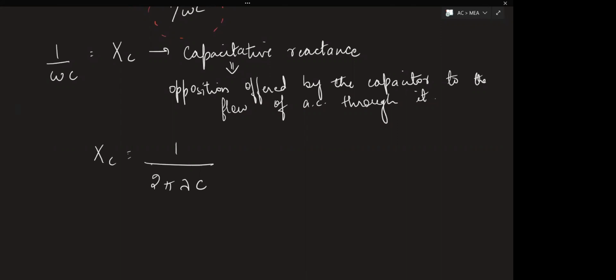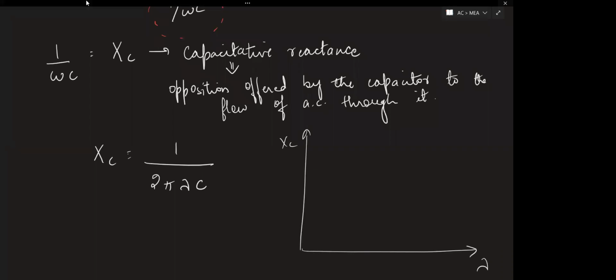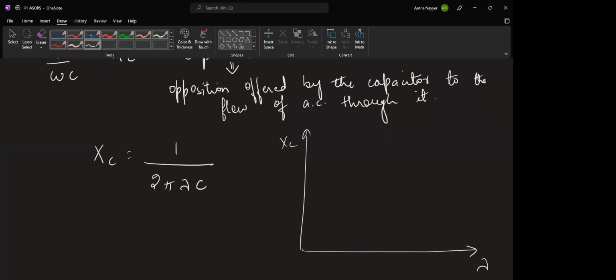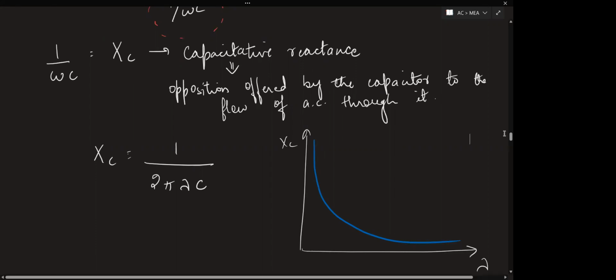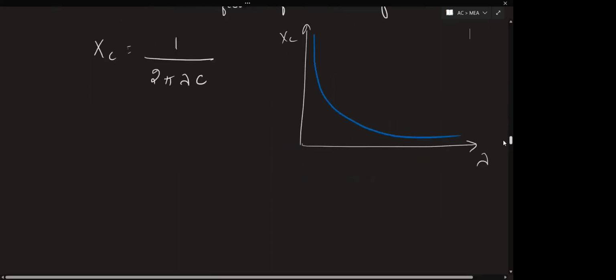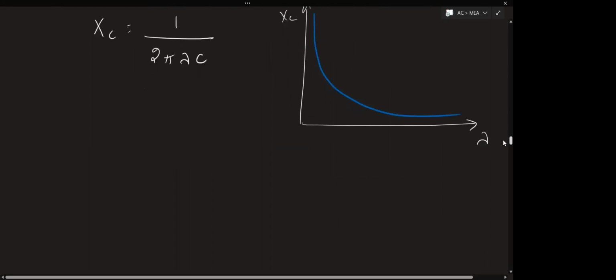One more thing, class. XL was directly proportional to frequency. But if you see XC and frequency, both are inversely proportional to each other. So if you plot a graph between XC and frequency, the graph will not be a straight line this time. It will be a hyperbola. All right, this is what it is about capacitive reactance.